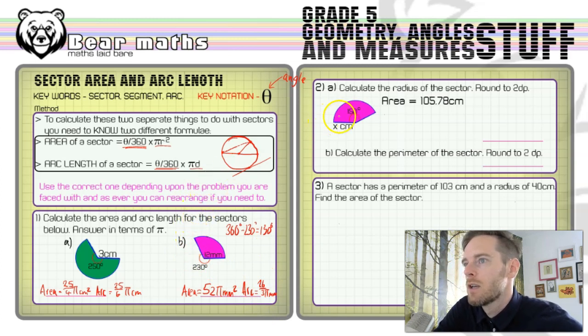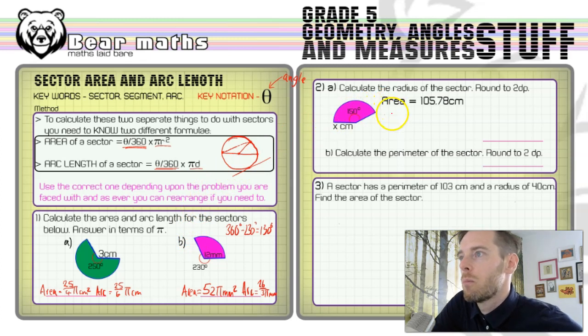Okay, let's have a look at the slightly more complicated problem that we've got in number 2. 2 parts to it. We've got to calculate the radius of the sector. So we have to find what the radius is. Round to 2 decimal places, and we've been given the area. If we weren't given the area, we wouldn't be able to find out what the radius was. Okay, and we're allowed to use the formula again.